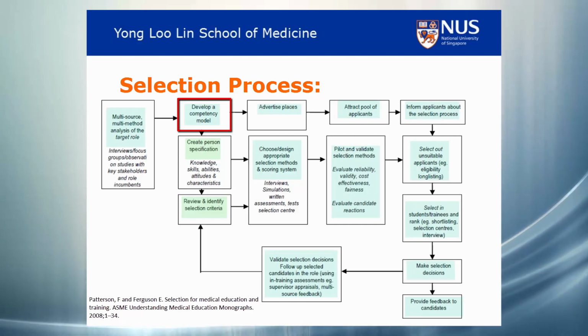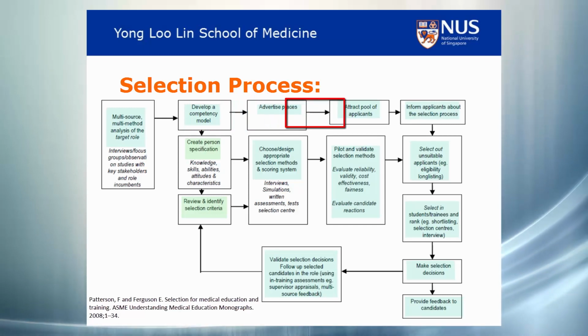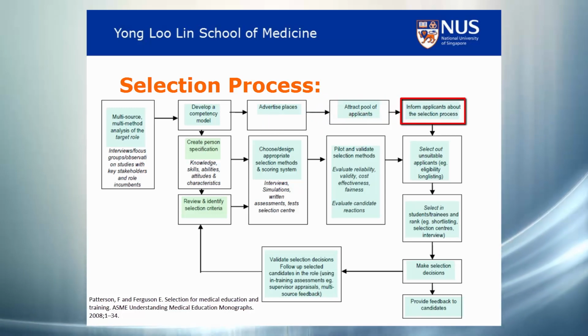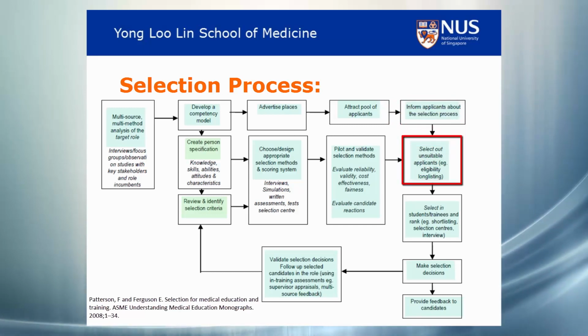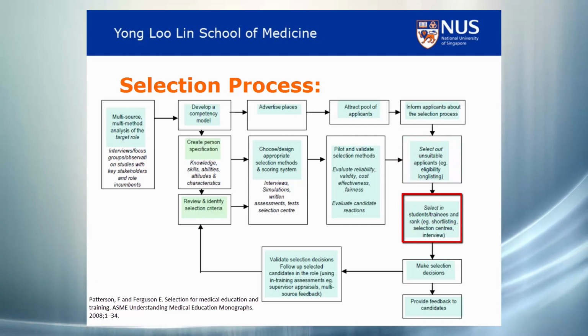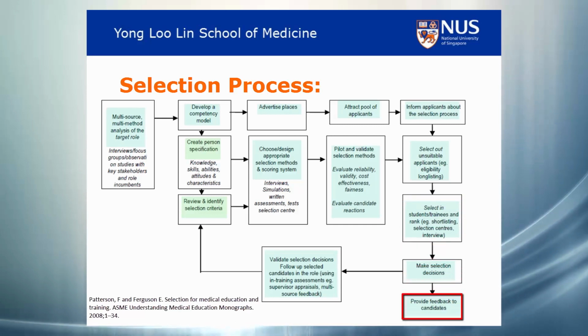Once you do that, what they envisage is to advertise the places, share how it is done and what you are looking for, attract a good pool of applicants, and then inform the candidates about the selection process, be very clear, and then select out the unsuitable applicants, for example by looking at eligibility, etc., and select the students and trainees and rank them, shortlist the candidates who have ideal characteristics or attributes, and then of course you make selections. Providing feedback to the candidates is the final point.